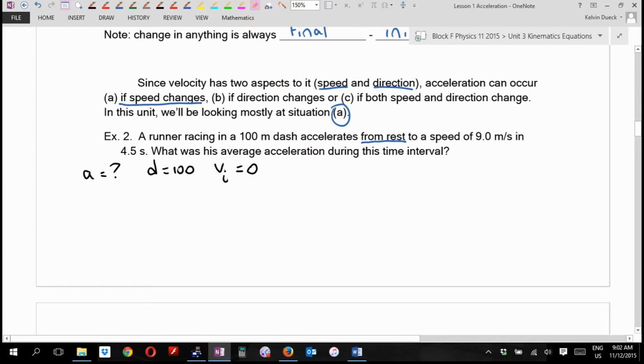What's this 9? It's a velocity. Which one? How do you know it's a velocity? Okay, it's really worth memorizing units because that also makes things easier. Okay, so V final. And a 4.5, what's that?